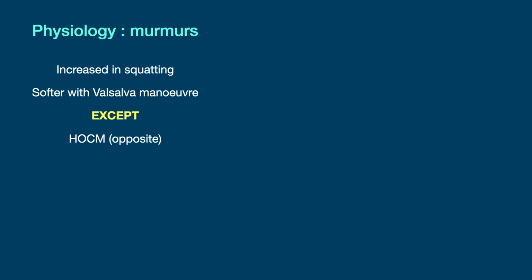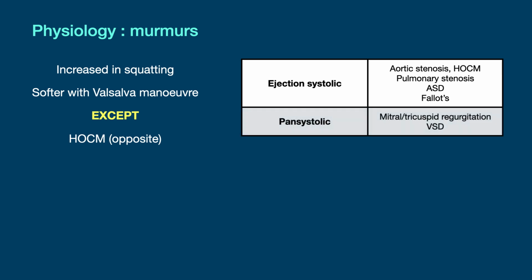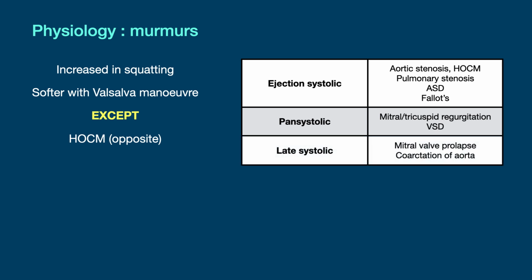So let's look at the first type, which is ejection systolic murmur, which is seen in aortic stenosis, hypertrophic obstructive cardiomyopathy, pulmonary stenosis, atrial septal defect, and tetralogy of Fallot. A pansystolic murmur or holosystolic murmur is seen in mitral or tricuspid regurgitation, and ventricular septal defect, which is harsh in character. A late systolic murmur is seen in mitral valve prolapse and coarctation of aorta.